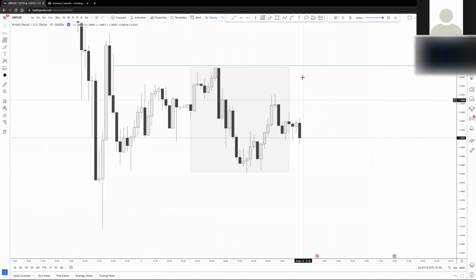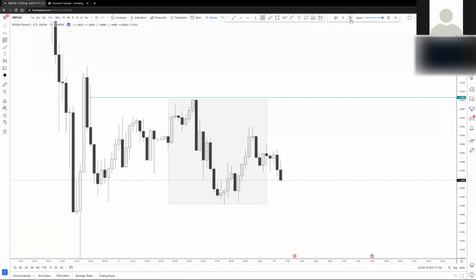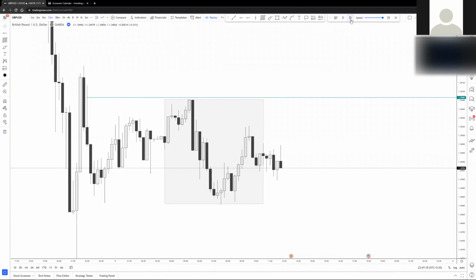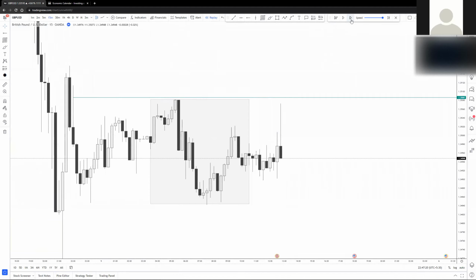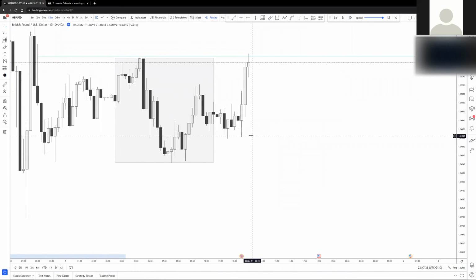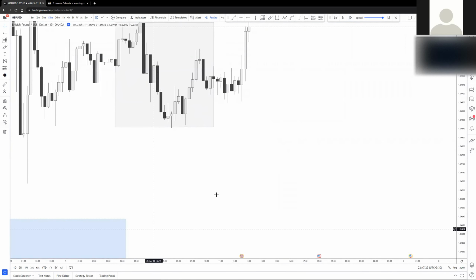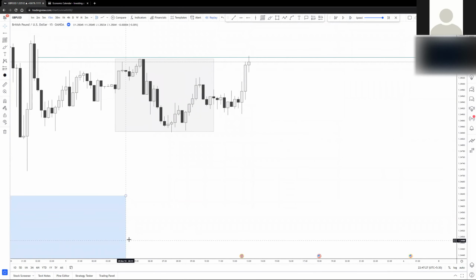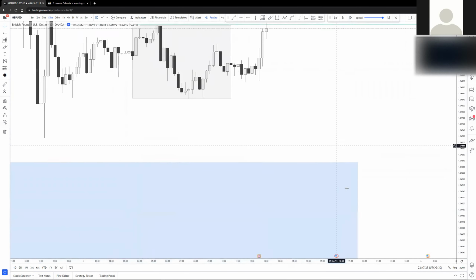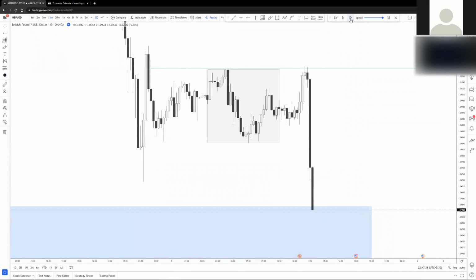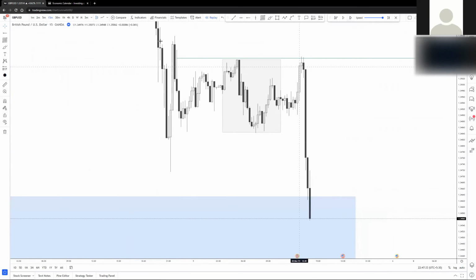So I had it, and then when London kill zone opened, I just deleted it, because I did not want to risk my money. But then look at that. Look at the timing. 15 minutes after London open, I'm sorry, before London open, it tapped into my point of interest. It tapped into my point of interest and melted.